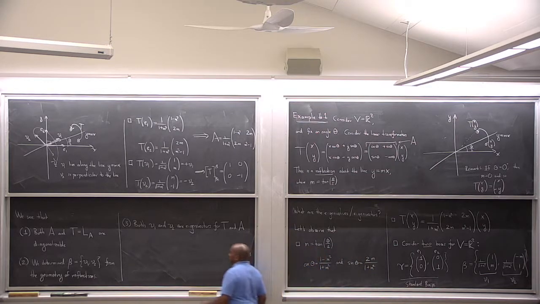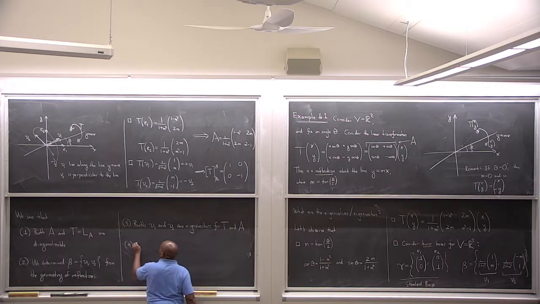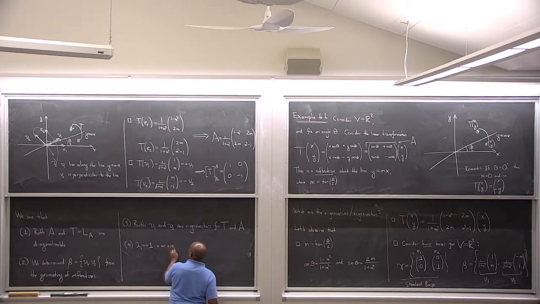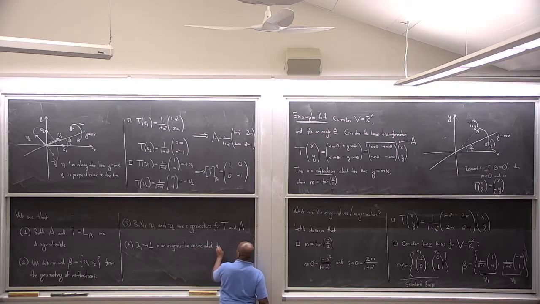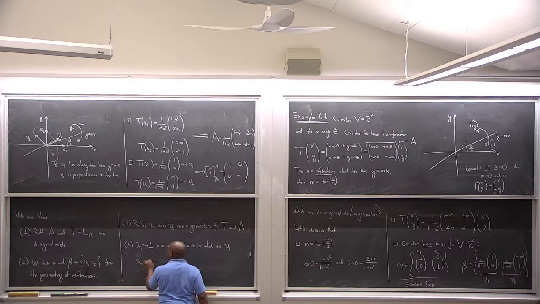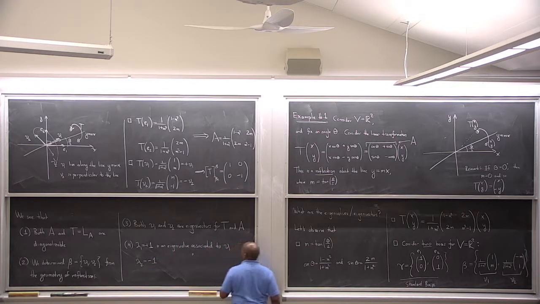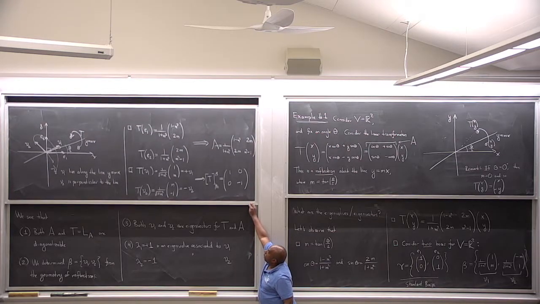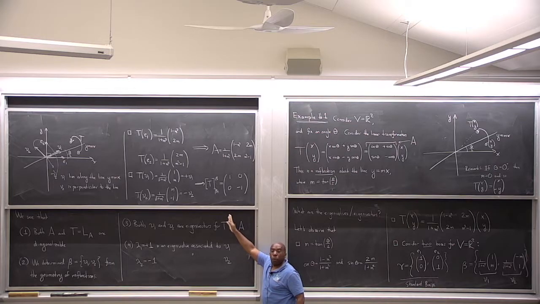And then finally, lambda 1, which is plus 1, is an eigenvalue associated to V1 and lambda 2, which is minus 1, is an eigenvalue associated to V2. Well, the way you see that is, of course, by these two here. So T of V1 is some lambda times V1. T of V2 is some lambda times V2. But of course, these are exactly the two lambdas here.